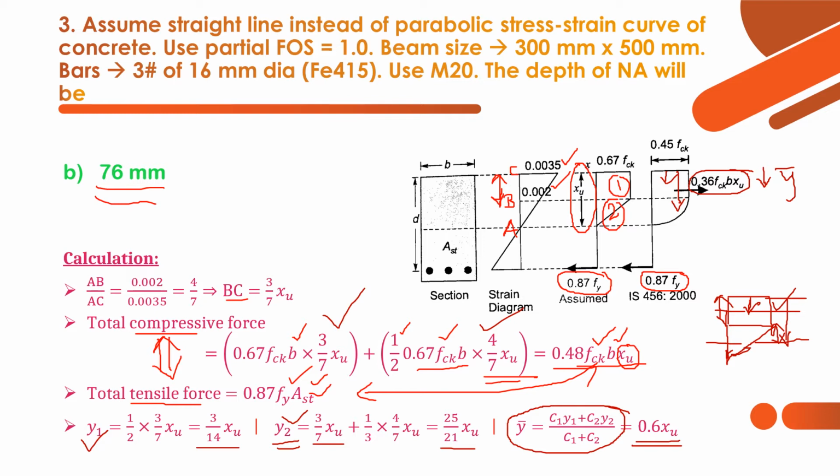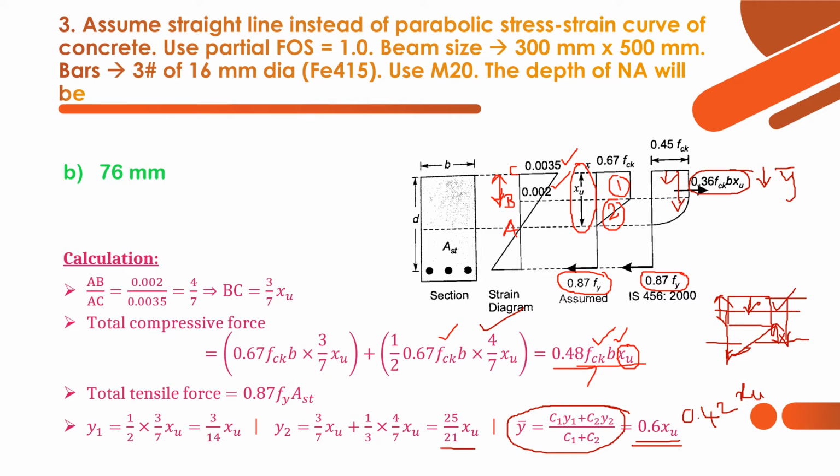But as per IS 456, this y bar will be 0.42 xu. That we have already seen in the previous question. But here, because of considering stress variation as a straight line instead of parabolic, we got y bar as 0.6 xu. This is a variation. So this is how we have to proceed with questions like this.